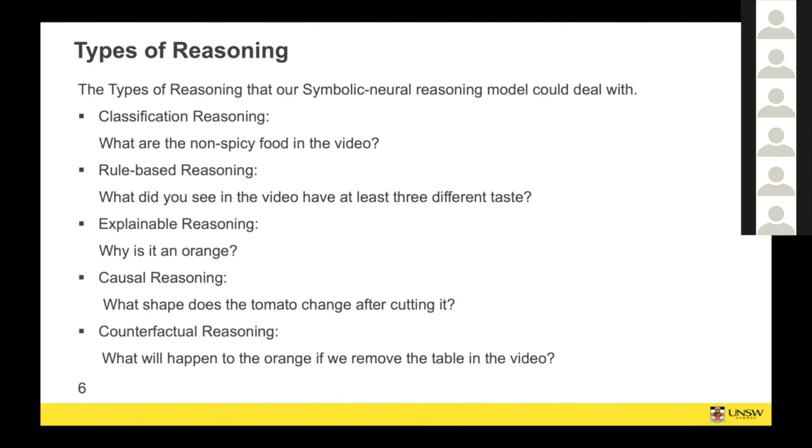So our model could enable the robots to answer 5 different types of reasoning. The first one, we call it classification reasoning, such as the question, what are the non-spicy food in the video? The second one is rule-based reasoning, such as, what did you see in the video have at least 3 different tastes? The next one is explainable reasoning, such as, why is it an orange? And next one is causal reasoning, such as, what shape does the tomato change after cutting it? And counterfactual reasoning, such as, what will happen to the orange if we remove the table in the video?